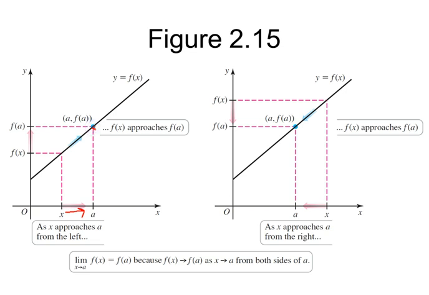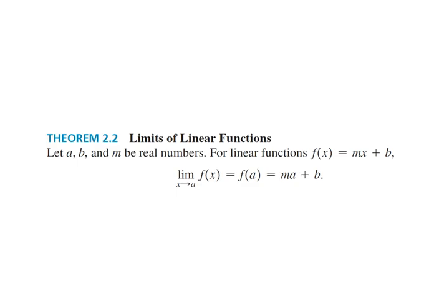And as x approaches a from the right, f of x is still approaching this point a, f of a. And this is going to be true for any linear function. Now keep in mind, we're just talking linear functions here. And since that's true for every linear function, we can say that the limit of f of x, assuming that f of x is a linear function, as x approaches a, is going to equal f of a. And so to find the limit, all we have to do is simply substitute in a.